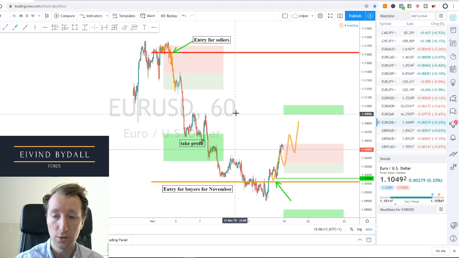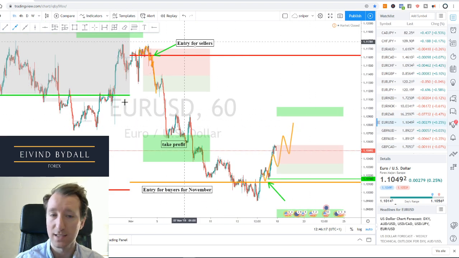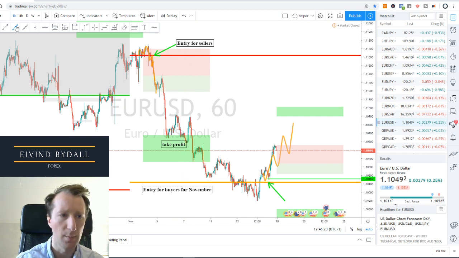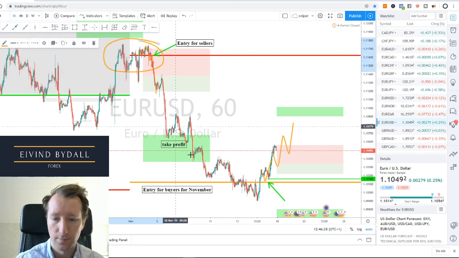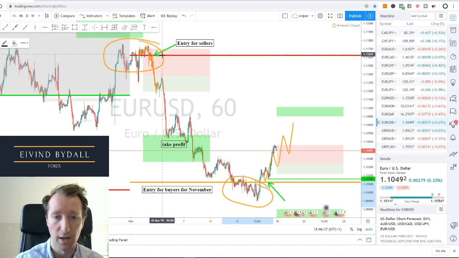Then there was EURUSD. EURUSD, as you can see, we are in an amazing place. This is almost the same as gold, I must say. Here was a sell, here was the target, was the buy, and we are now in between two prices to buy and sell from.